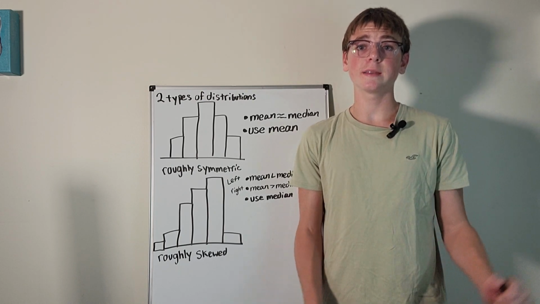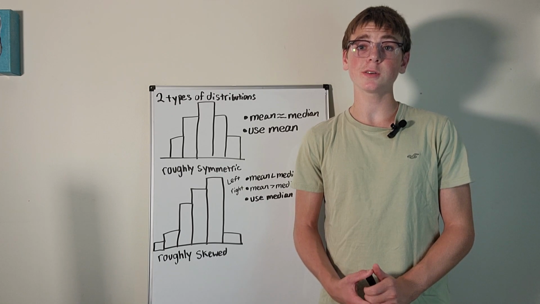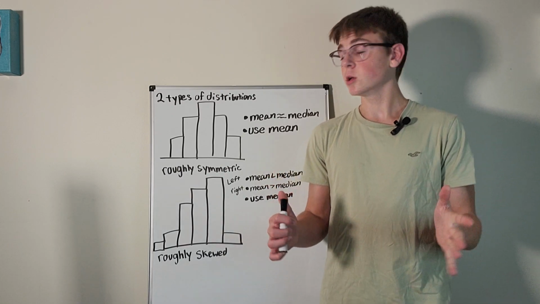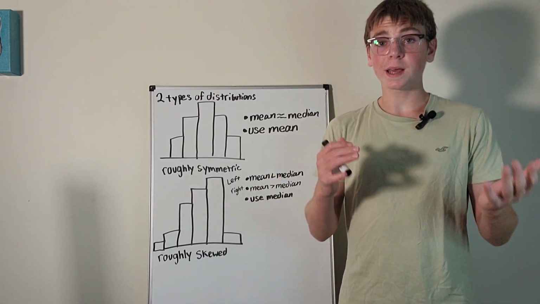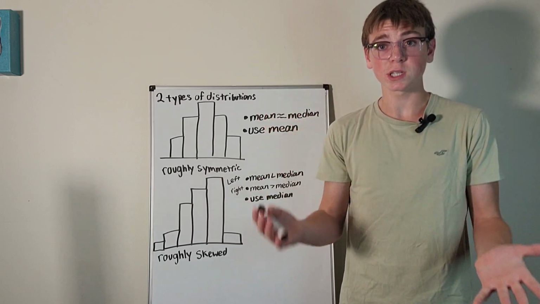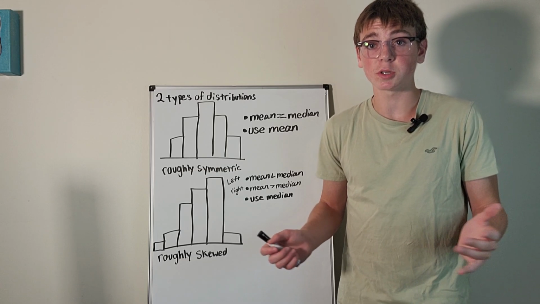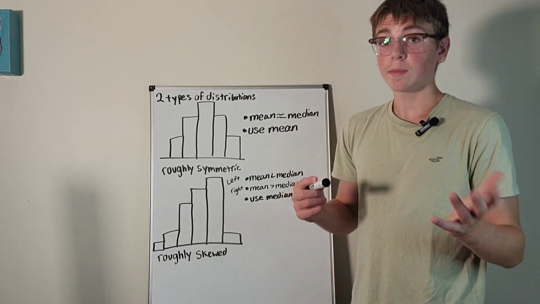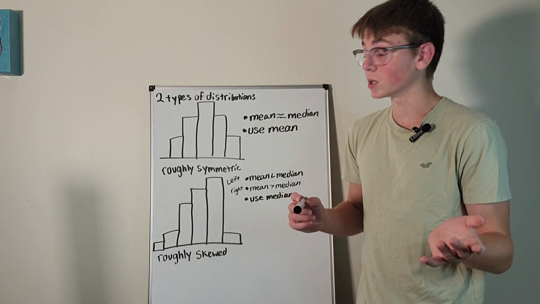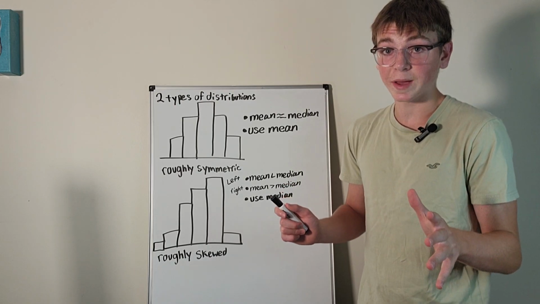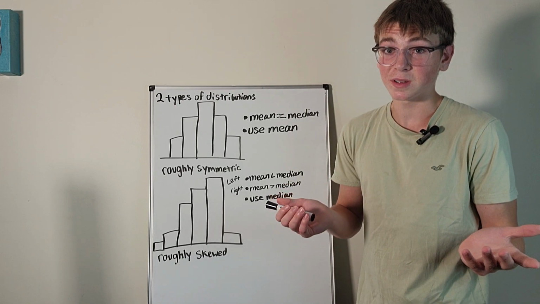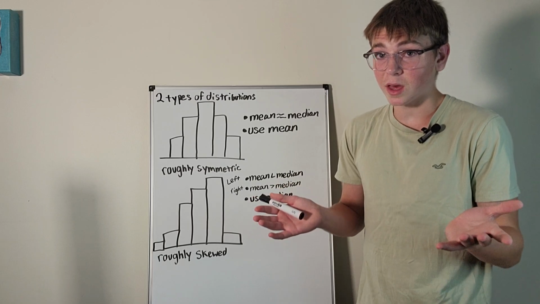I'm Xavier Smith, and today I'm going to talk about the centers of a distribution. So this is basically what kind of distribution do you have, like what is the shape of it, and then what do you use for the center of that distribution. So let's get started. I'm going to say there's two types of distributions. Either you're roughly symmetric or you're skewed. It's one or the other.